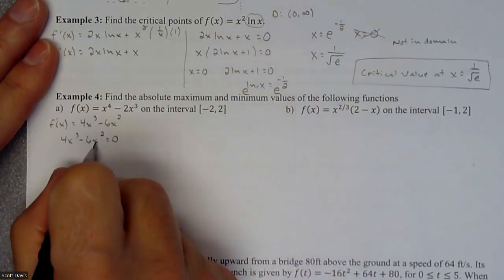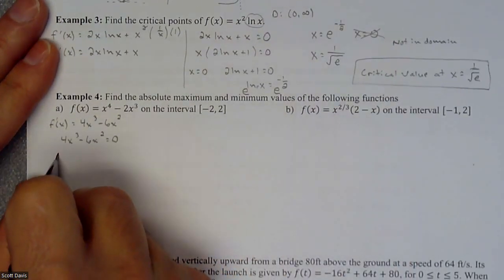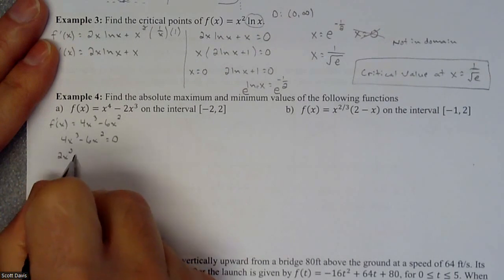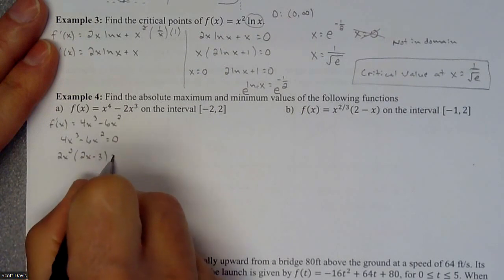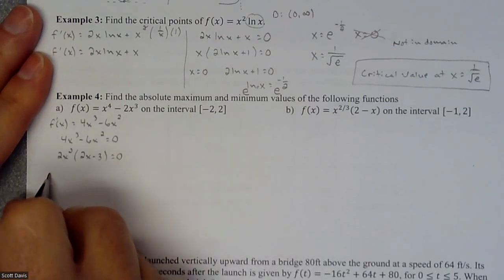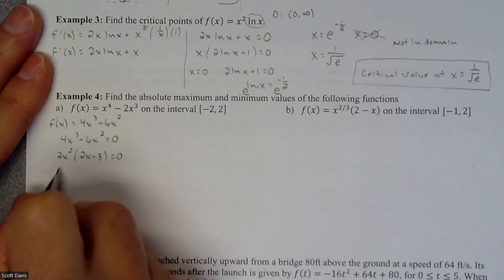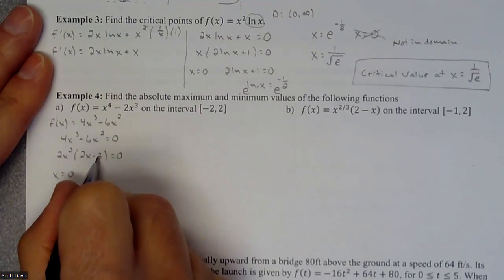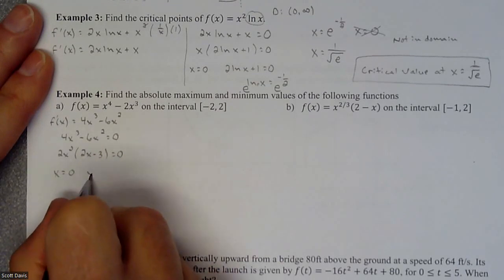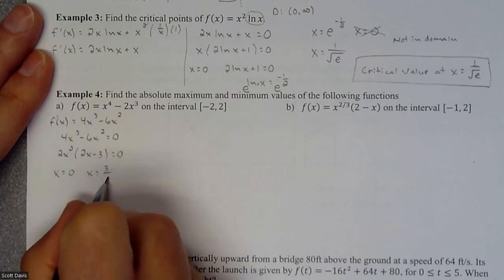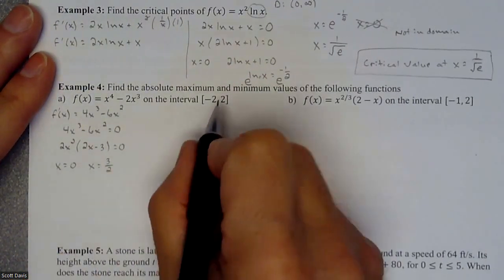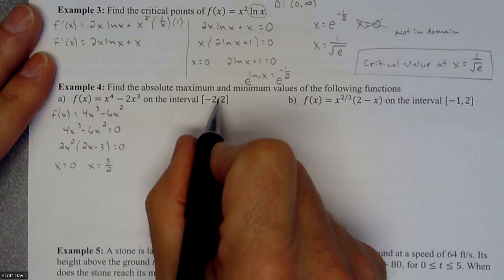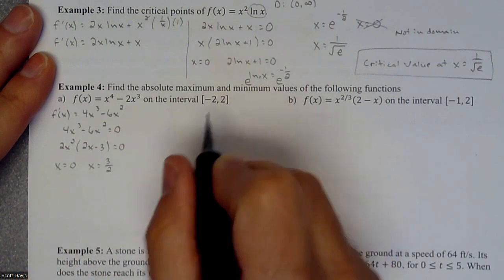To solve that, I'm going to take a 2x squared out, and I'll be left with a 2x minus 3 equal to 0. So I'll set each of those factors equal to 0. If I set that one equal to 0, I get a solution of 0. And if I set that one equal to 0, I would add 3 and divide by 2, so I get 3 halves. All right, so those 2 points are within this interval. So I have 4 points that I need to figure out.